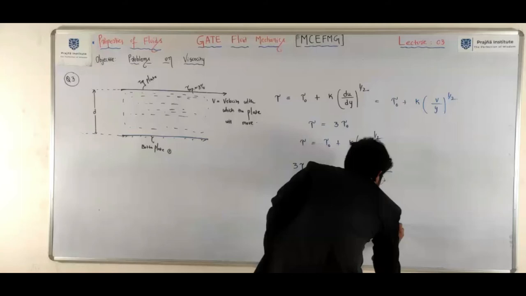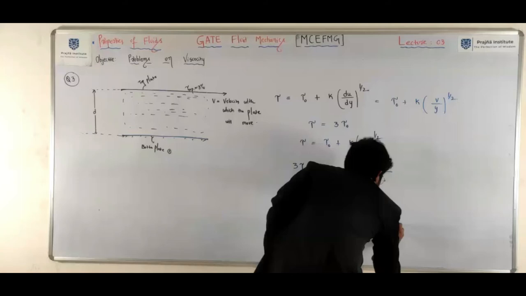The velocity with which the top plate will move, v equals 4 into tau naught square d by k square. This is the answer.